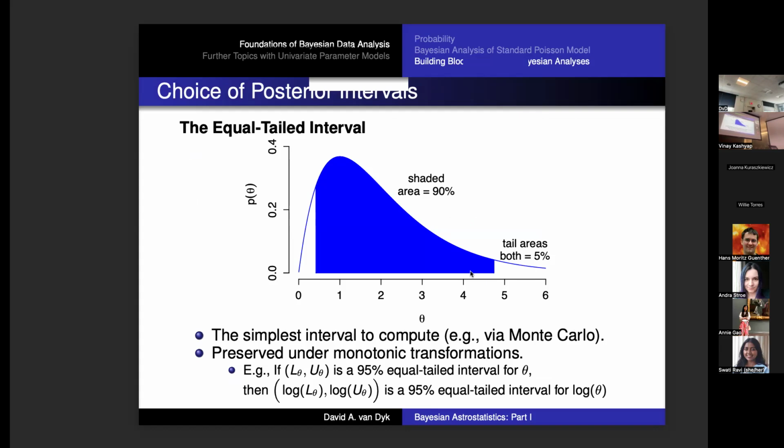One thing is that this choice is unaffected by transformation. So if instead of looking at the intensity, I want to take the logarithm of the intensity or the square of the intensity or anything monotone, the intervals are invariant. That is to say, you get the same interval on the square scale or the original scale. That's nice. And also, it's very easy if you're working with Monte Carlo.